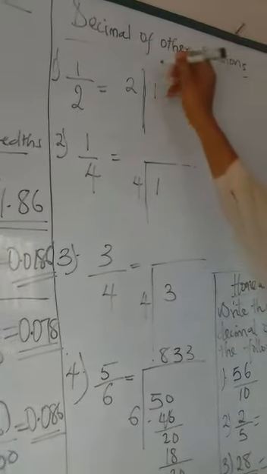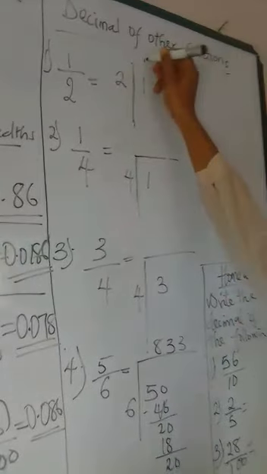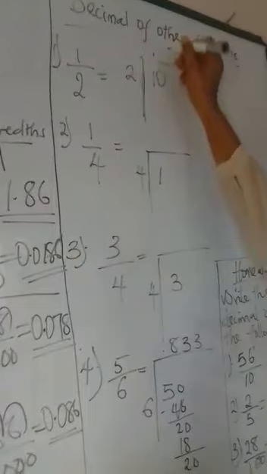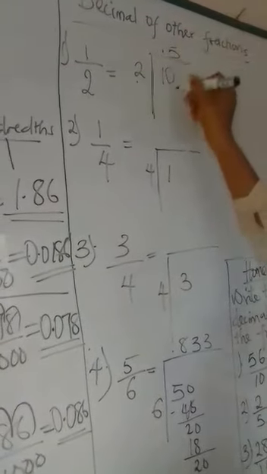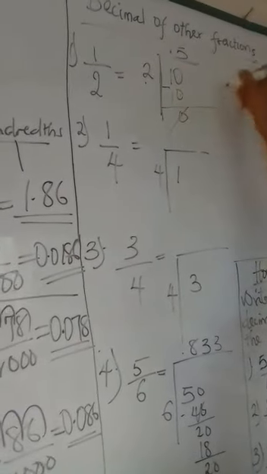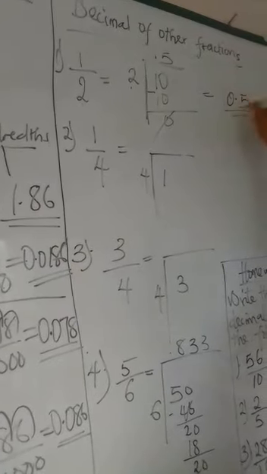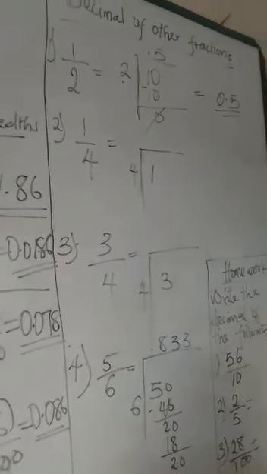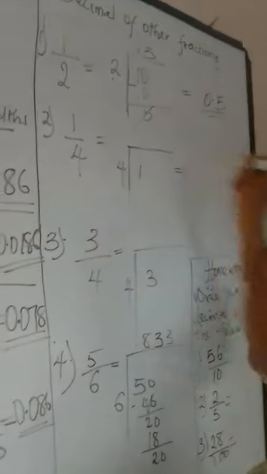It can't go, so I put my decimal point. Put my decimal point and add 0. 2 divides 10 will give me 5. 5 times 2 will give me 10. I'll subtract and get 0. So my answer is 0.5. Okay? Just simply follow my steps and you will get that correctly.